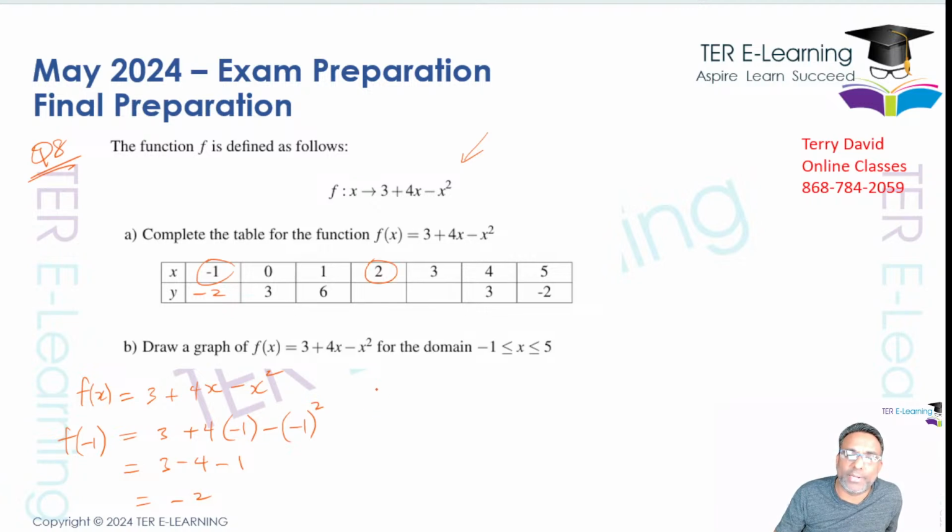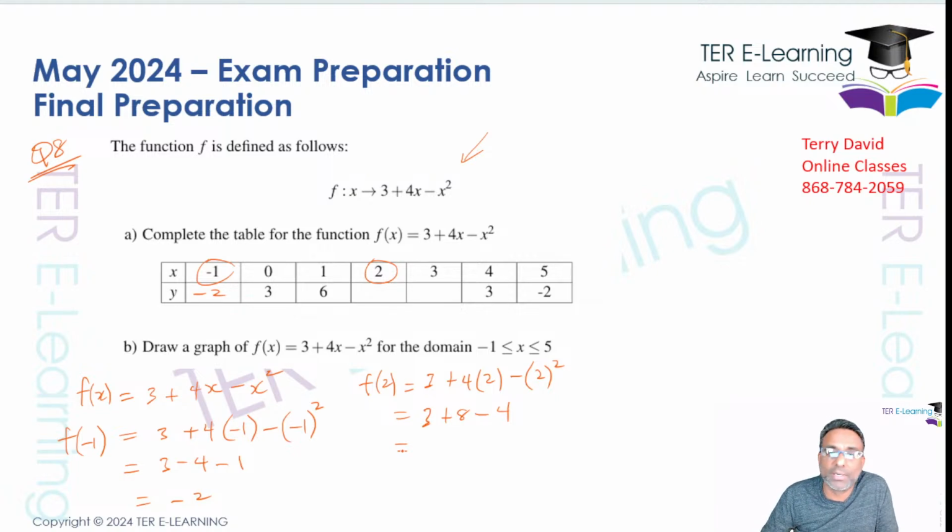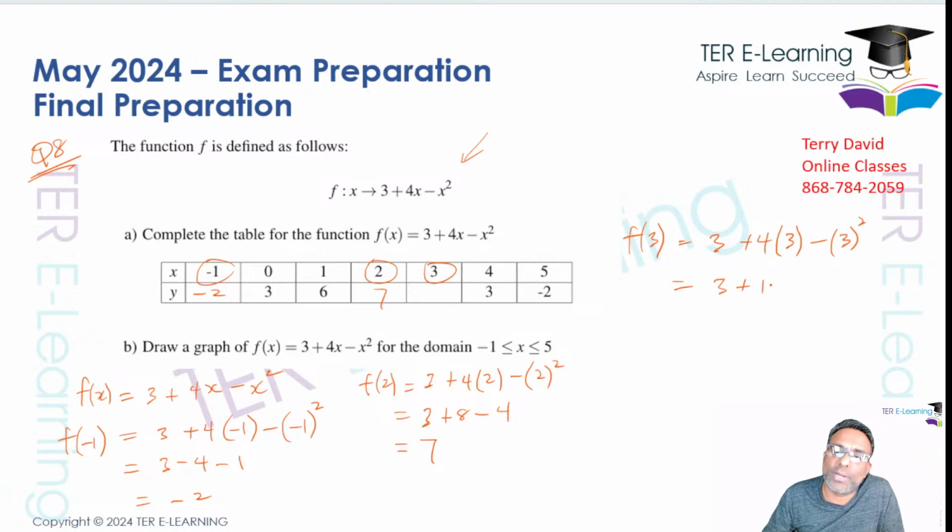Then we're going to plug 2 into that formula there. So f of 2 is going to be 3 plus 4 by 2 minus 2 squared. So this is going to be 3 plus 4 2s are 8 minus 4. So that's going to be what? 11 minus 4. So this is going to be 7. And the last thing we're going to do, we're going to work out f of 3. So that's going to be 3 plus 4 by 3 minus 3 squared. So this is 3 plus 12 minus 9. We're going to get 6. So these are my values here when I complete the table.